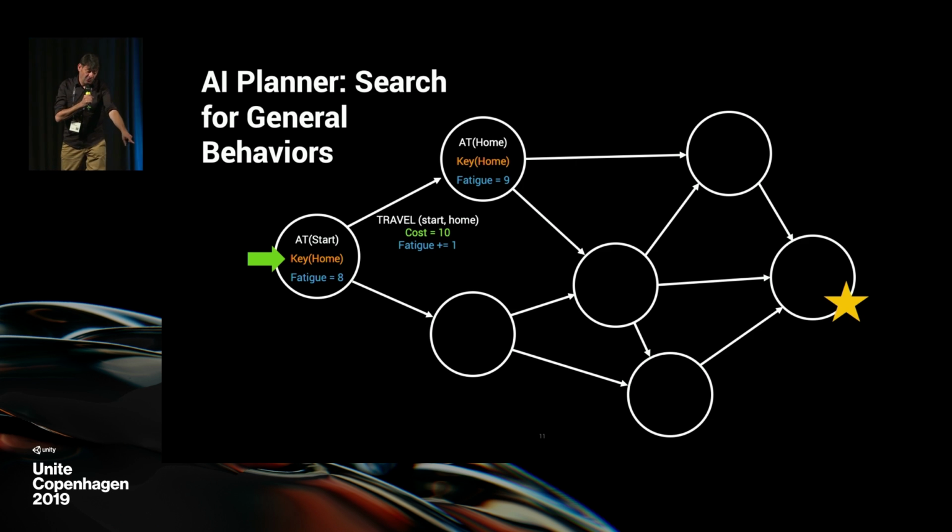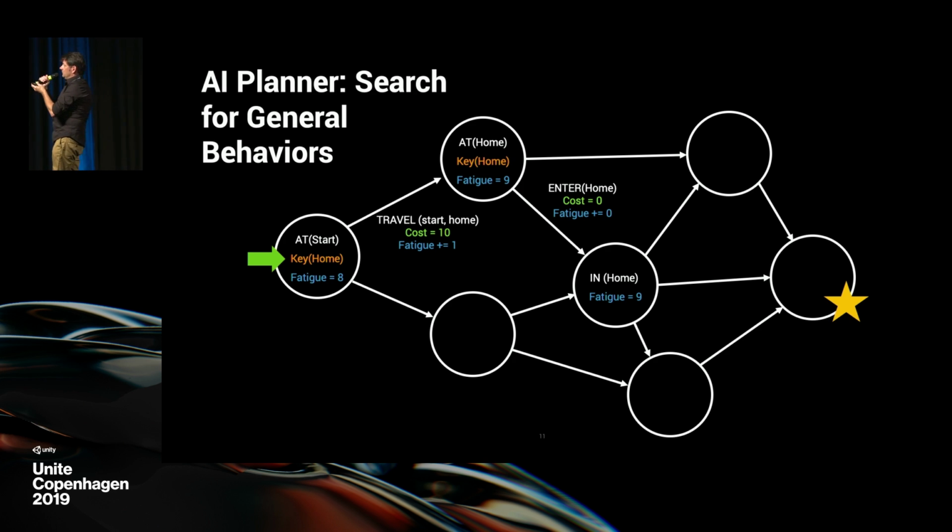It might also impact our resources. You can see, it cost me 1 point of fatigue. And this gives me a new state where I'm at home, I still have my key to the home, and my fatigue is now a 9. Now, given I am at home and I have the key to the home, I can consider entering the home using my key. And because we are in a video game, my key is consumed when I use it. So if I enter the home, now I'm in home, no more key, my fatigue is the same.